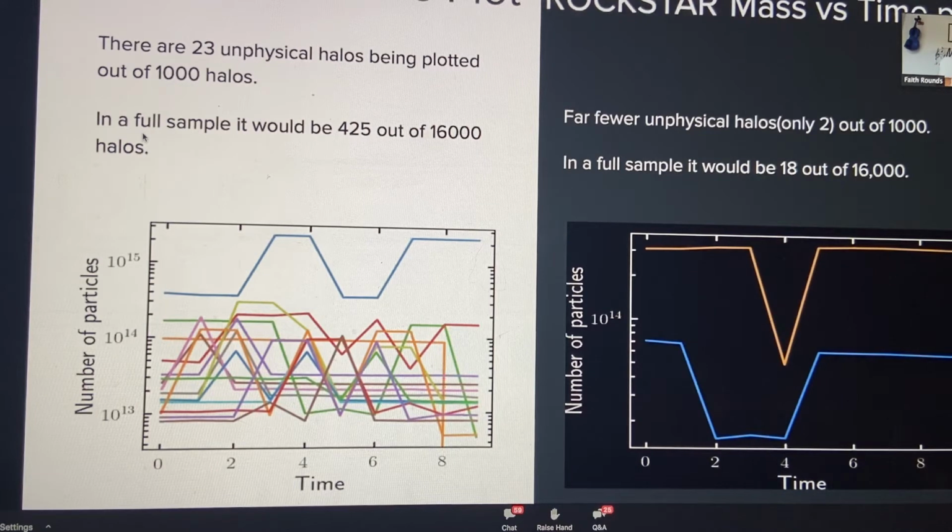And after comparing these 2 halo finders, we found that FOF has about 22 times more unphysical halos than the Rockstar algorithm in our sample. So the Rockstar algorithm does a lot better when it comes to defining halos.